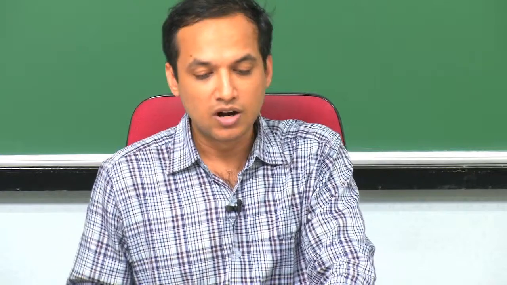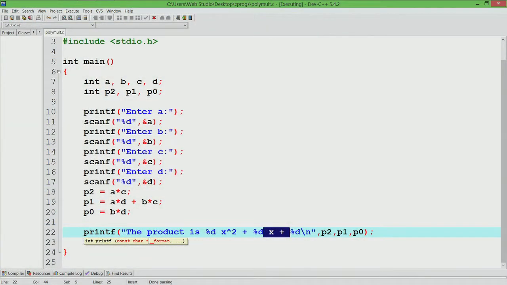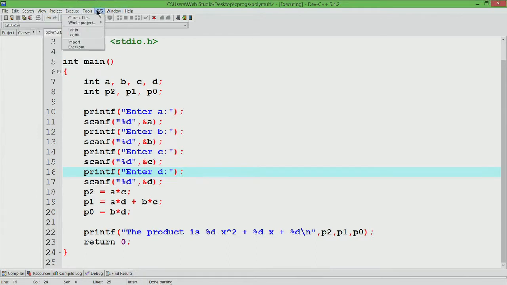So, we looked at the notion of variables and we looked at the notion of what the memory layout is. We also looked at what the various operators in C are, the basic arithmetic operators, and we looked at a small program. So, I want to show something small about the code before I wrap up this session, lecture 1. So, I am going to run this program, we already had this program, we did int a, b, c, d, int p2, p1, p0. Let us run it with an unexpected input.